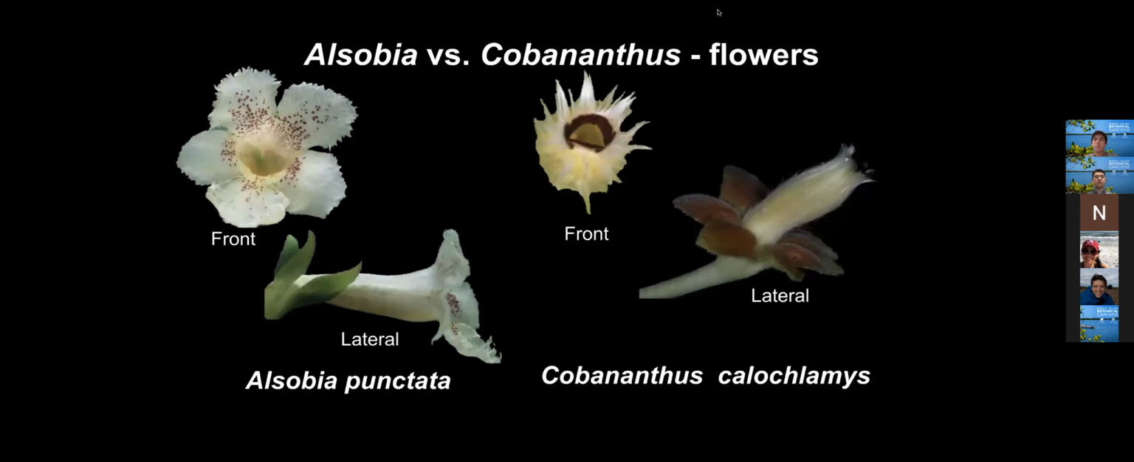Now that we know the morphological characters that define each genus, let's compare their characteristics. The Alsobia flower, which is on the left, has 5 lobes that are white and mottled with blue or purple. On the other hand, the Covenanthus flower is a yellow and somewhat inflated tube.